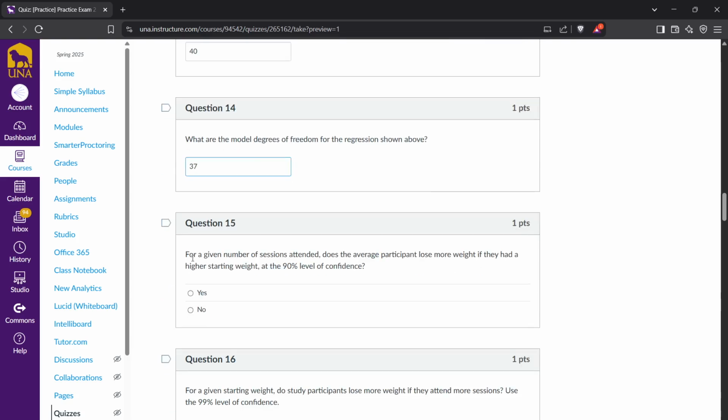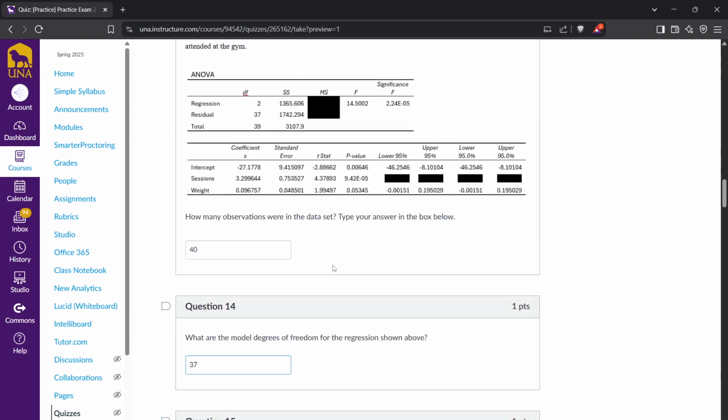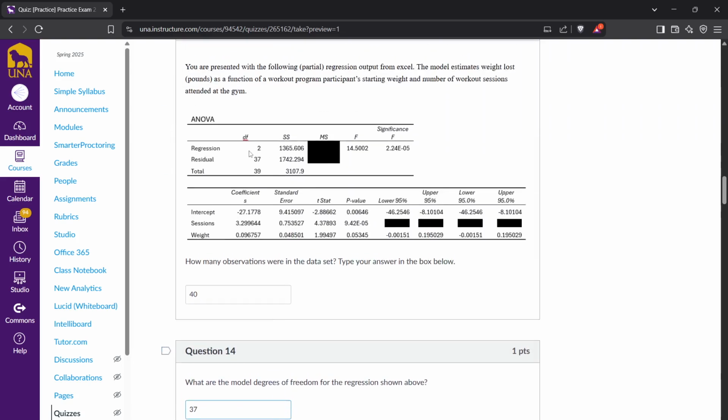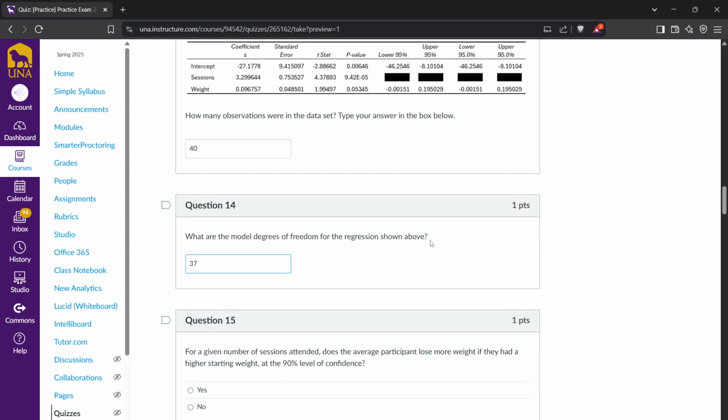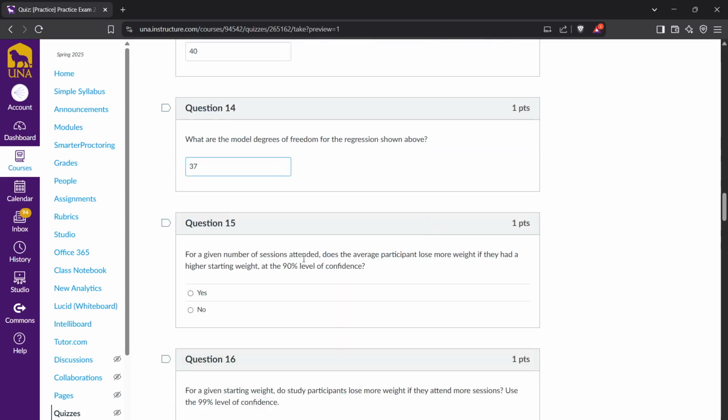Okay. For a given number of sessions attended, and I'll qualify again, the 2 here is a number that we almost never use, right? For a given number of sessions attended, does the average participant lose more weight if they had a higher starting weight at the 90% level of confidence? Oh, look what we did.